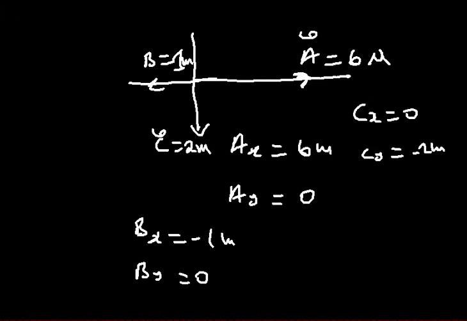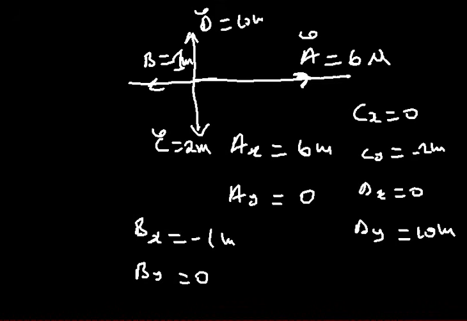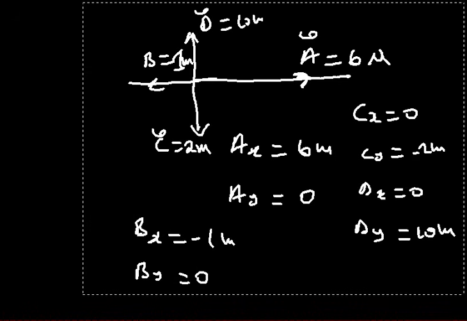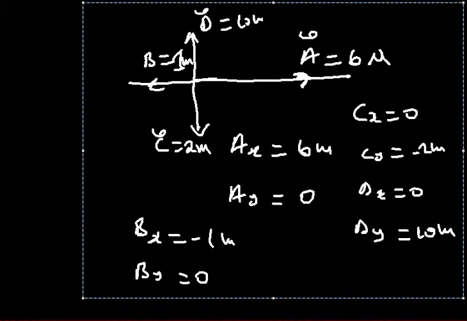And else, if we have the vector D, which is 10 meters along the y-axis up, it means Dx will be zero, and Dy will be 10 meters. That's how you should understand the axis vectors, vectors that are acting in what we call one dimension, that is x or y.